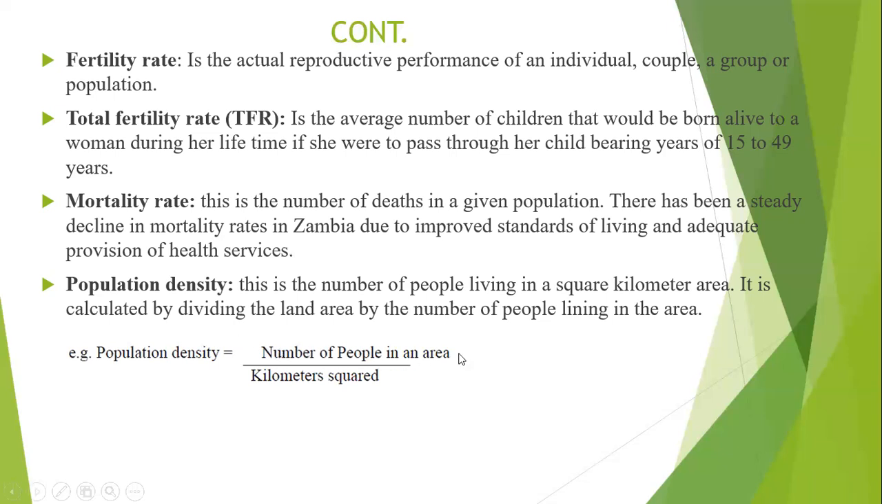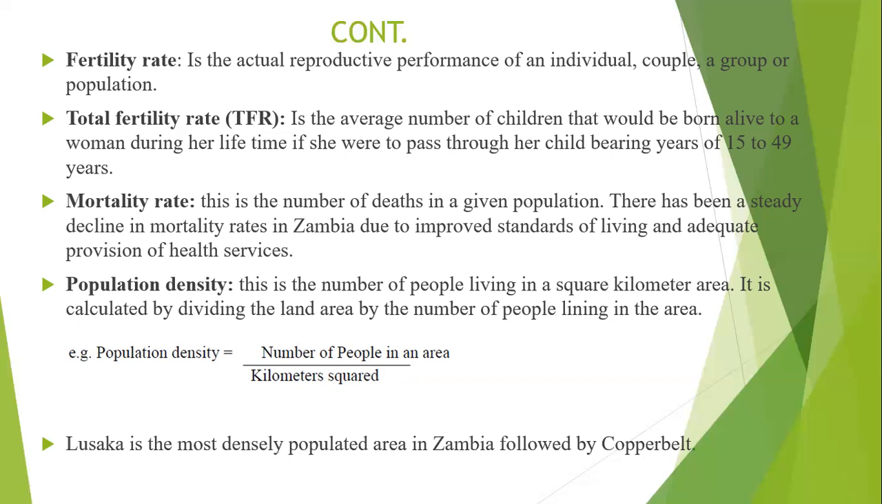So, an example of how to calculate population density. We're looking at the number of people in an area. Let's say the people are 100 in that area, you have to divide that by the area of the place. The area of the place is 200 square kilometers. Then you need to write 200 square kilometers there. So it is the number of people in an area over the size of the area. Now, Lusaka is the most densely populated area in Zambia, followed by Copperbelt. There are more people in Lusaka than in Copperbelt, Eastern Province and other places.